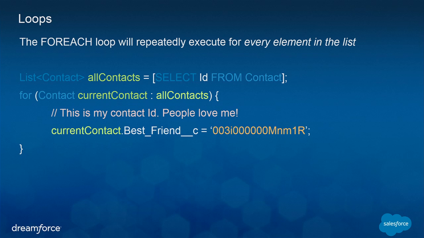The next line you see is actually a comment. It's got the two slashes preceding it, which tell the compiler not to try to do anything with that code. And the line after that is what we're actually doing with the current contact. So for this loop, what we're saying is for every contact in my list, set the best friend equal to a record ID. Does anybody see anything that's not a best practice in that code right now?